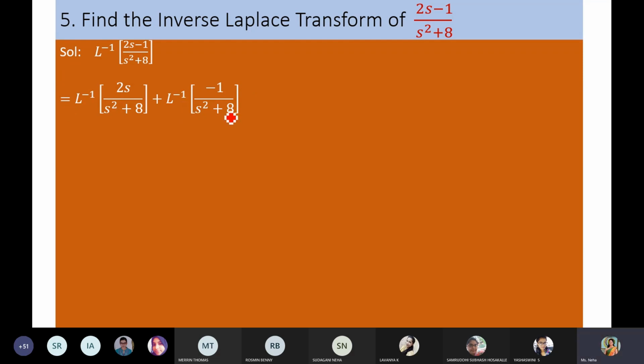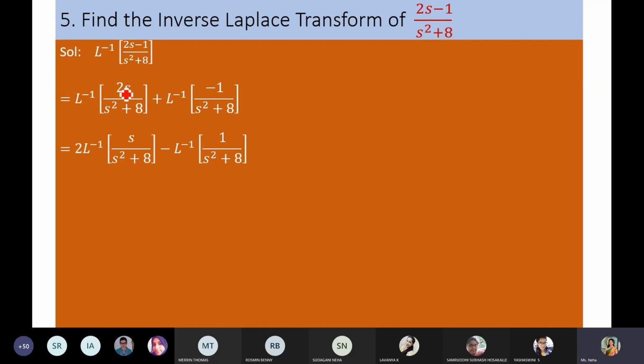And what about this? 8 is the square of what? 2 root 2, the whole square, we can write it. Yes, 8 is the square of 2 root 2. Or if you don't know the root, simply you can put root 8 in the numerator. Anything is fine.